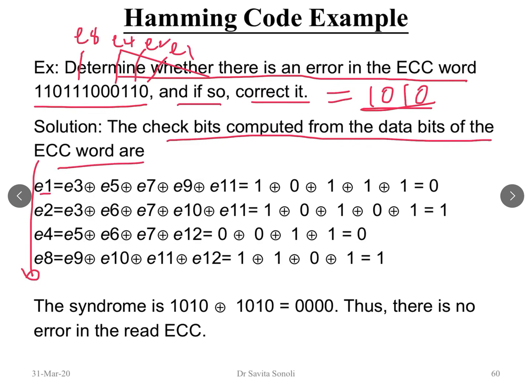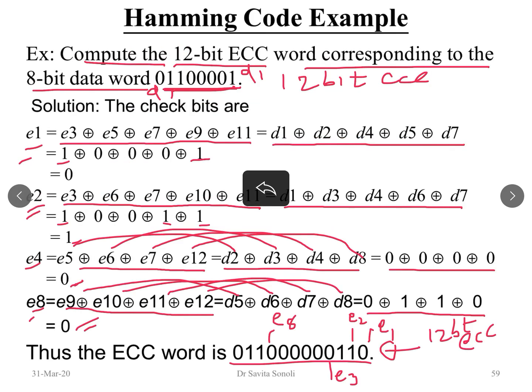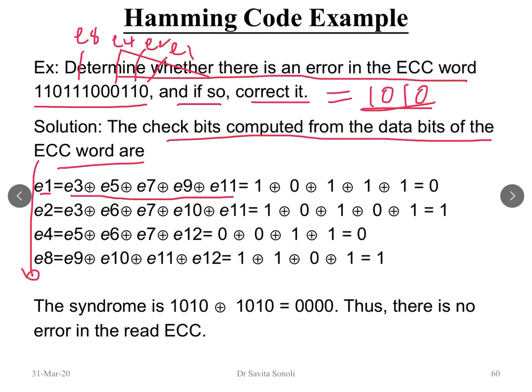E1 is XOR of E3, E5, E7, E9 and E11. Nothing but what? Our data bits, that is D1 XORed with D2, XORed with D4, D5 and D7. So that's why the E1 will be 1 XORed with 0, XORed with 1, XORed with 1. That means the output is 0. So even number of ones are high, so the output is 0.